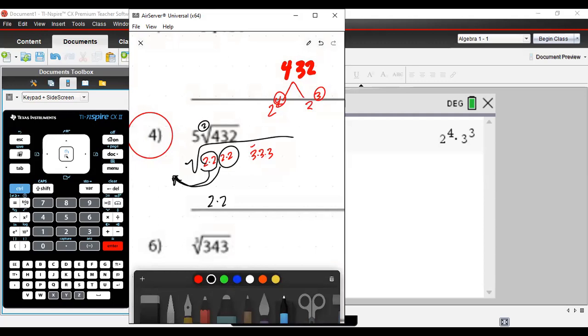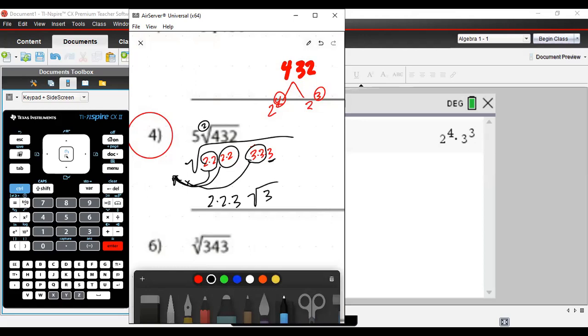And now every time you pull out a pair of 2s, you're going to be multiplying that number by whatever you pull out, okay? And now this one, I have a pair of 3s that I can bring out. So I'm going to put a 3 here. Now that's as much as I can do. I cannot bring this 3 out because there's only one of them. I need to have a pair of numbers in order to pull it outside the radical. So I have to leave this one inside the radical. So I'm just going to write the square root of 3.